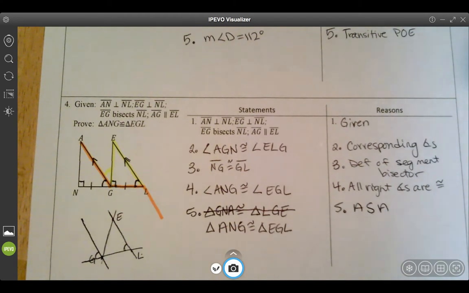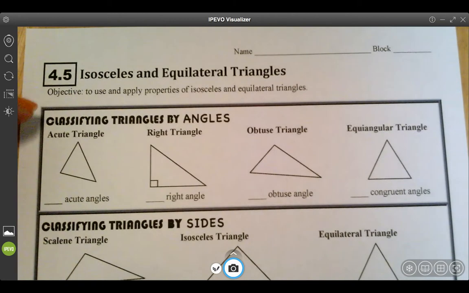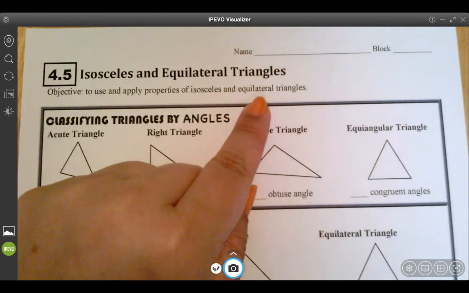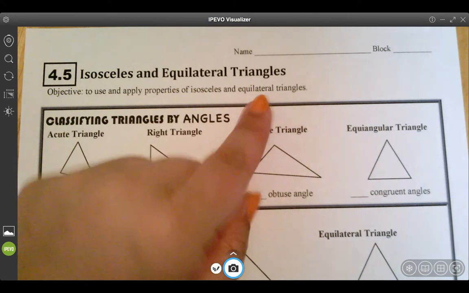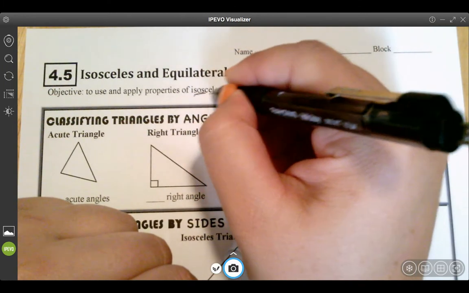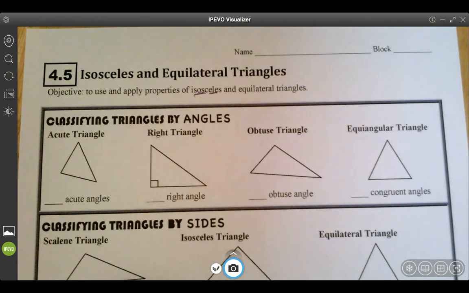Let's look at our next page of notes. So for 4.5, we're looking at special types of triangles. And our objective is to use and apply the properties of these special triangles, which are called isosceles and equilateral. Okay, now we've mentioned equilateral triangles before. Equa meaning the same, lateral meaning sides, the same sides. Okay, isosceles, and I can kind of remember it because it's got this little "so-so-sele", means that two of the sides are the same, but the other one could be different.